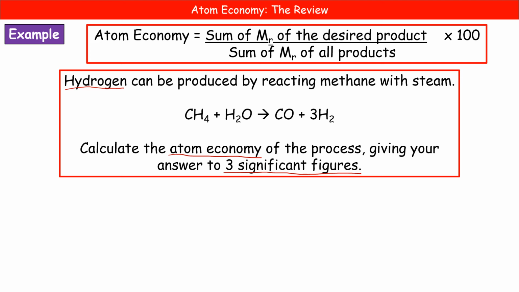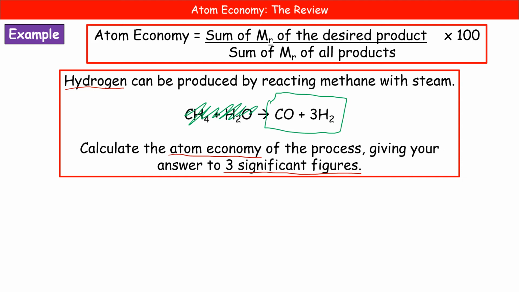Do note if they're asking you to give a certain number of decimal places or significant figures, because that will be 1 mark in a question. So when we're doing this, the first thing to remember is, look at the formula at the top. Desired product divided by all products. We are purely looking at the right-hand side of that equation. The left-hand side, it's irrelevant. We don't really care what's happening there at all. It's all about the right.